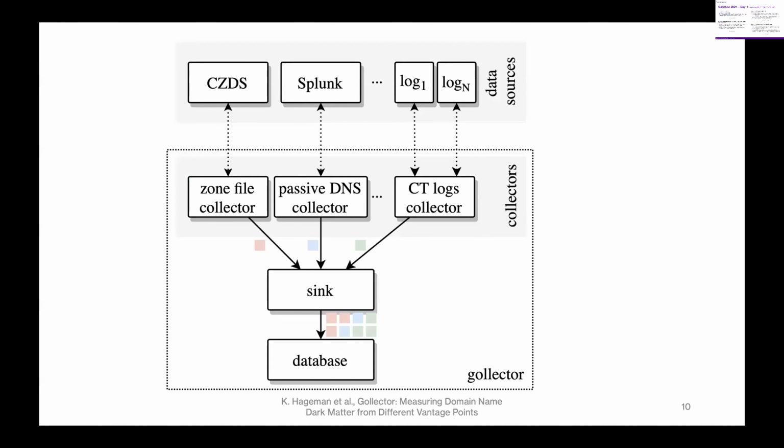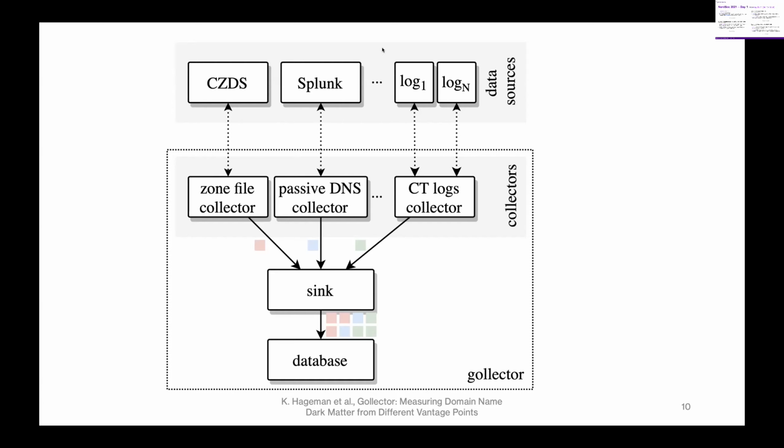So in a nutshell, Gollector consists of this framework, the different parts within this dotted line. We have these different data sources on the top. I won't go into too much detail, but there's a specific framework by ICANN that allows us to collect zone files, called, I think, the Centralized Zone Data Service, at least CZDS. Then from our university network, we get access to a set of Splunk logs, which represent the passive DNS that we collected. There's one data set that is not shown here, called Entrada, which is a passive DNS data set from an authoritative name server.